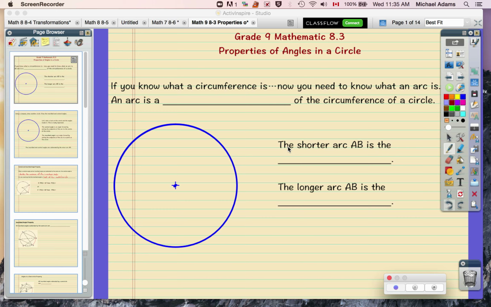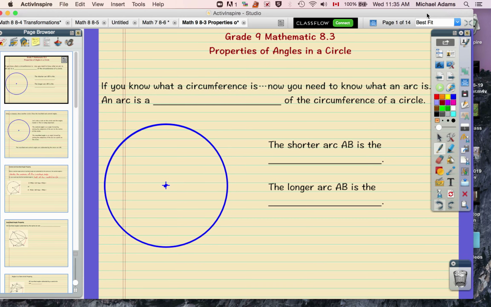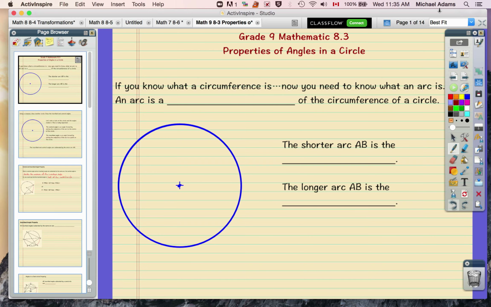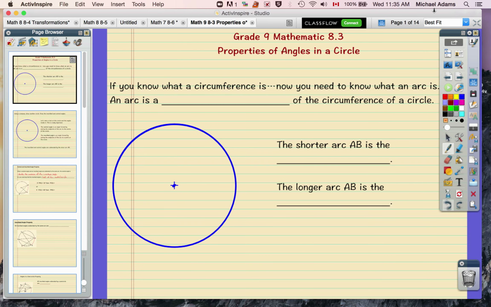The first thing that I want to understand here is a circumference. You know what a circumference is, right? And the circumference, if you remember exactly, is the distance on the outside of the circle. Or in other words, it's like the perimeter of a circle. So that's some basic information you guys should already know.